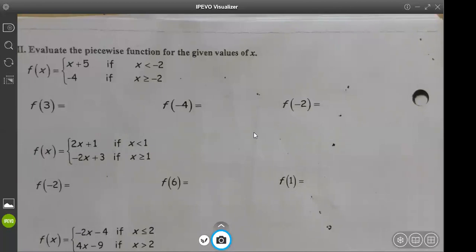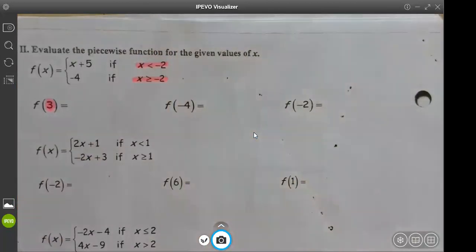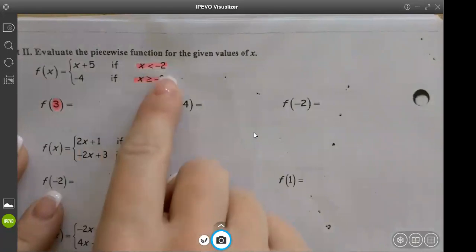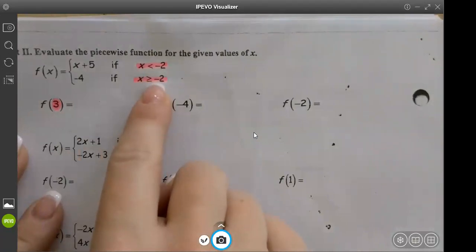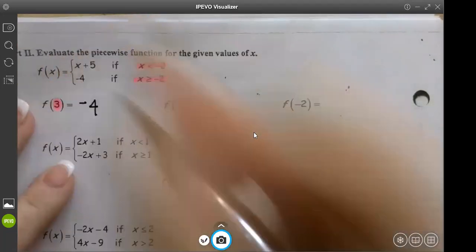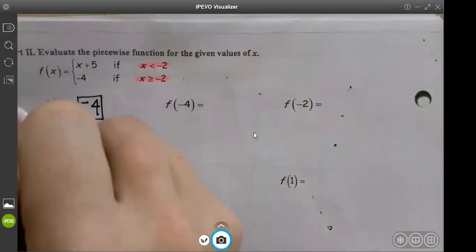Okay, so if we're evaluating functions, what we're looking at is this number compared to these two domain restrictions. Which one does 3 fall in? Is 3 less than -2, or is 3 greater than or equal to -2? The second one. So what we do is write our function down. Our function is -4. If there's an x to plug into, then we plug 3 in for the x. If not, this is as good as it gets, okay?